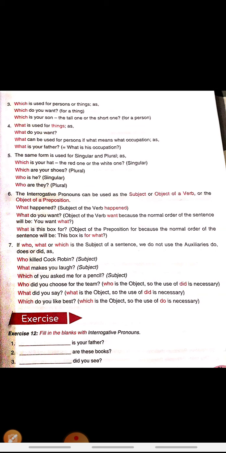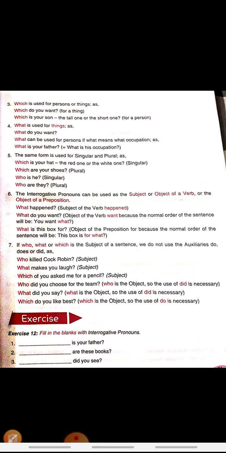If you again place it in its normal order, it will be this box is for what. Now here, for what is a what after the preposition, so here it is the object of the preposition. So these are the different ways of interrogative pronouns, use of interrogative pronouns as a subject, object, or object of a preposition. First one was the subject of the verb, second one was the object of the verb, and third was the object of the preposition.